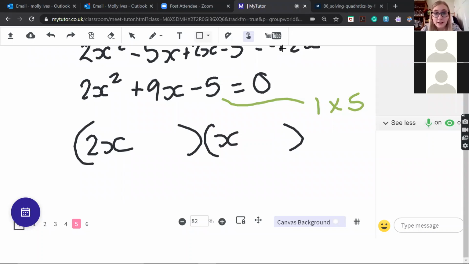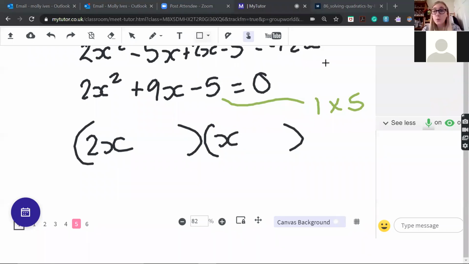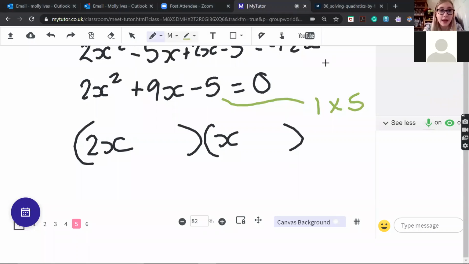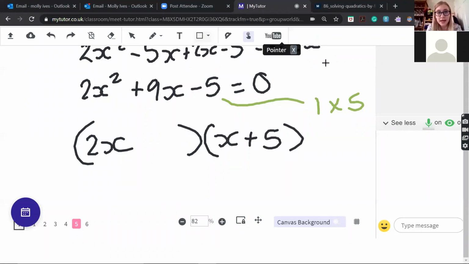Perfect, brilliant. We want to multiply the 2 by the 5 and make that positive so that we've got the plus 10. So we're going to put the 5 in there, because that means when we do our FOIL method, our outer is going to give us 2x times 5, so plus 10x. And then we put the other sign and the other number in here. We'll just check that that works. So we get 2x squared plus 10x minus x. Perfect, that makes 9x. And then minus 1 times 5 gives us our minus 5.